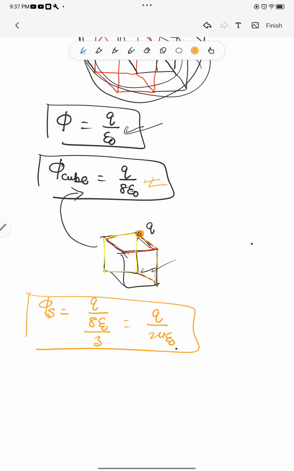Remember that this flux is only through the surface which is not touching this charge, and the flux through the surface which is touching this charge will be 0. That means the flux through the surface which touches the charge will be 0.